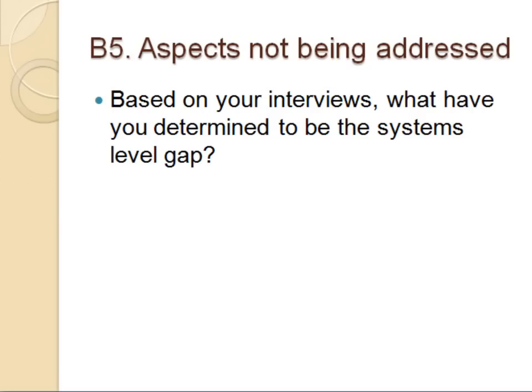B5, the aspects not being addressed. So based on the field work that you've done, all of those interviews, what have you determined to be the systems level gap? So in B4, you've identified all of the partners and all of the amazing things that they're doing in regards to your topic. So why is it still a problem in your community? This is what you'll be addressing for the remainder of the paper.